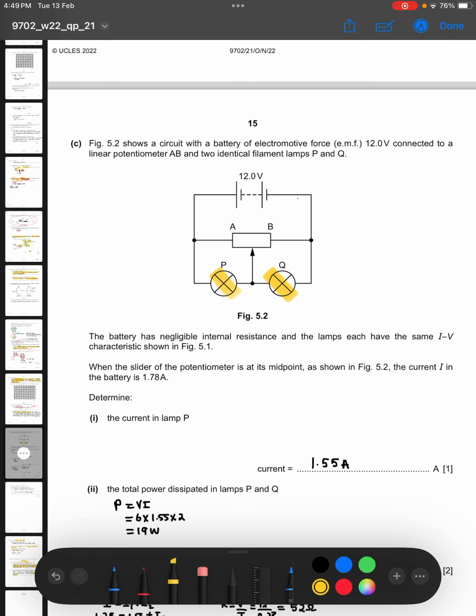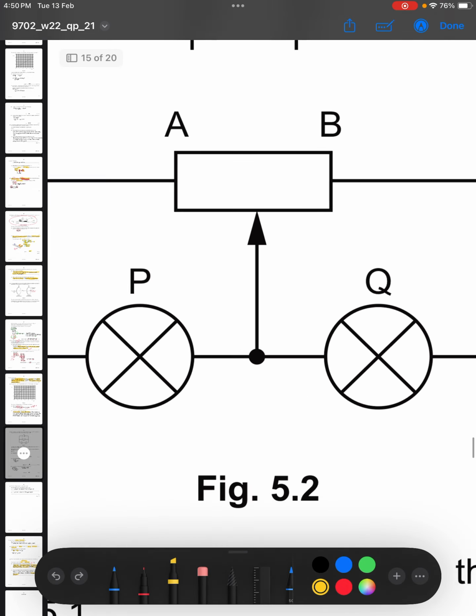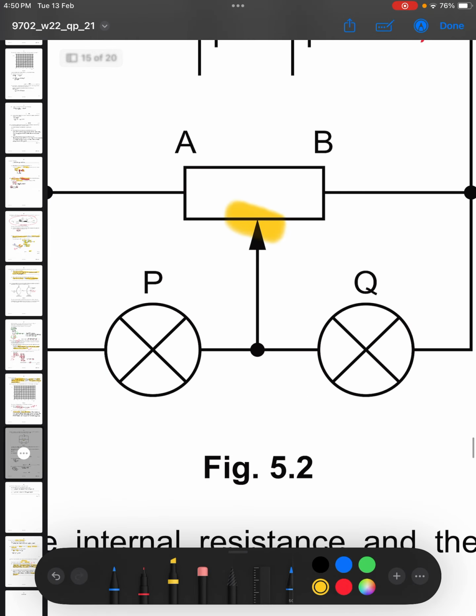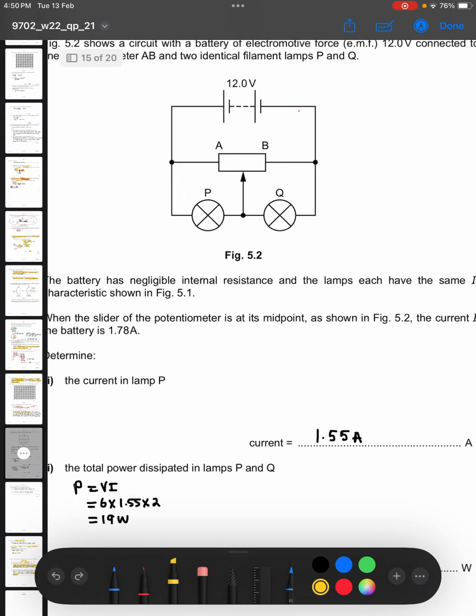The battery has negligible internal resistance. The lamps have IV characteristics shown in Fig 5.1. So these lamps, both of them, behave according to the graph there. And the slider of the potentiometer is at the midpoint. This slider, if it's here at the midpoint, what happens?